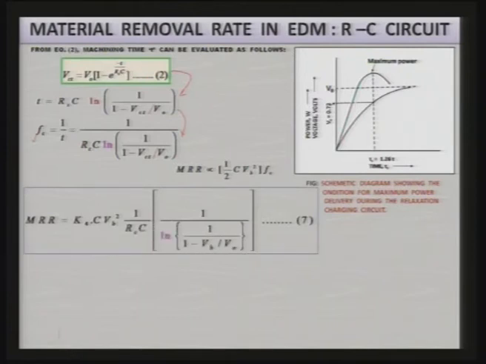Now, we already know that volumetric material removal rate, or material removal rate, is directly proportional to the energy of each spark, and that is given by half C V_v squared, multiplied by the number of sparks taking place per second. So, that will give you the material removal rate.